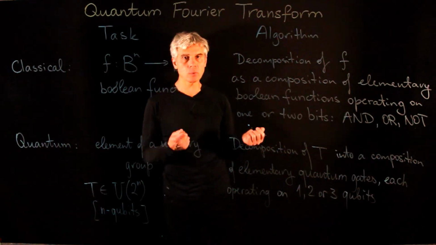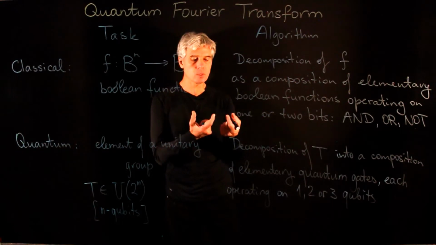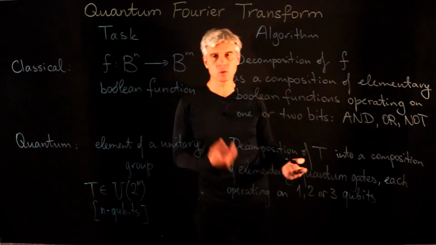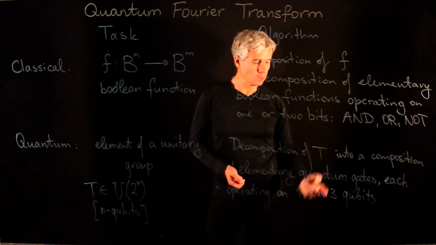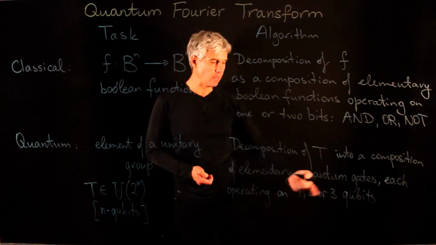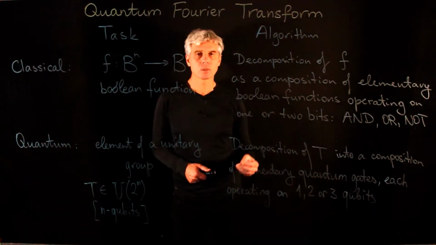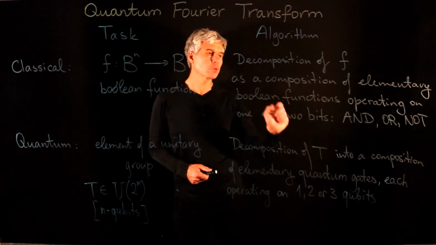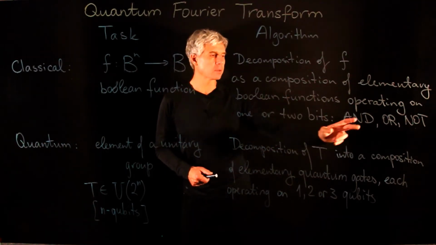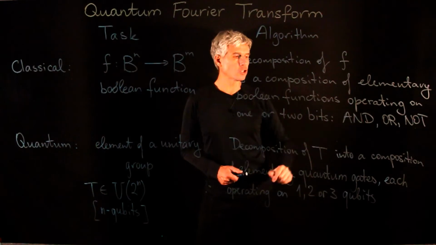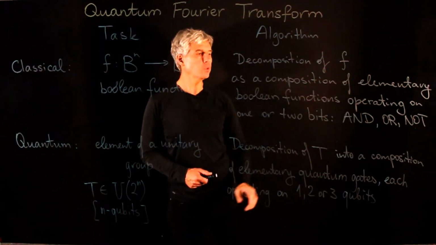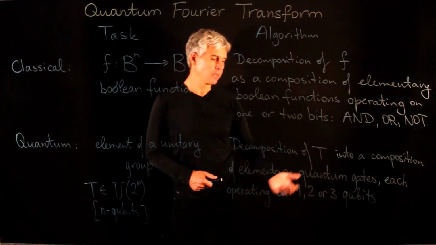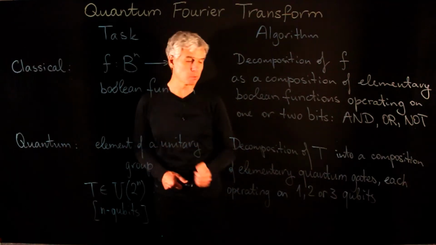Because in the quantum case, we need to take together input bits and output bits. This classical AND has 2 input bits and 1 output bit, so its quantum analog operates on the space of 3 qubits. With this point of view, the complexity of an algorithm is the number of constituents in this decomposition. So either the number of elementary logical gates used in decomposition of a Boolean function, or the number of elementary quantum gates required to implement a given quantum task.